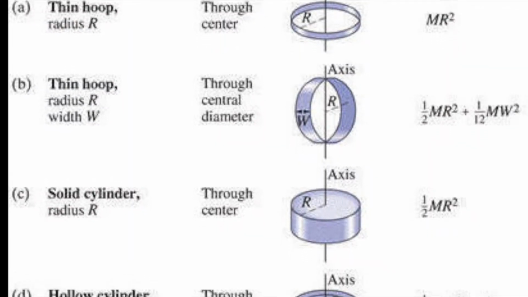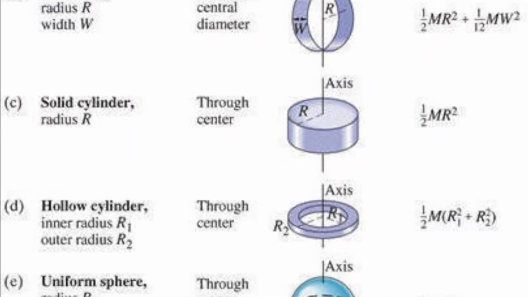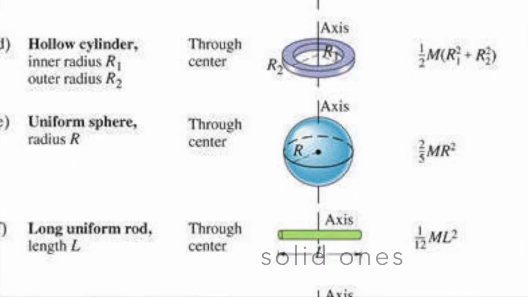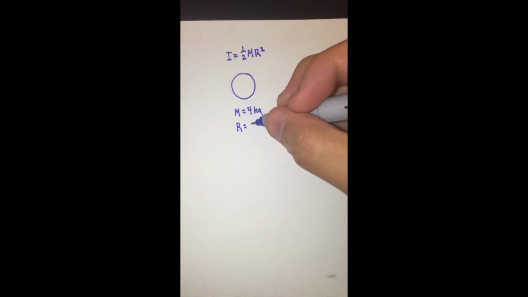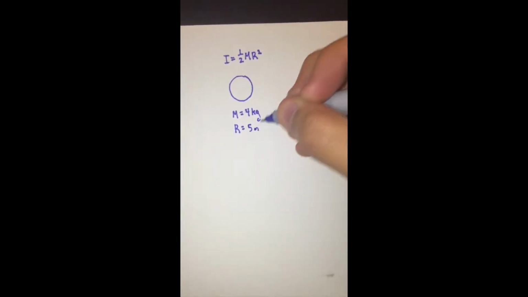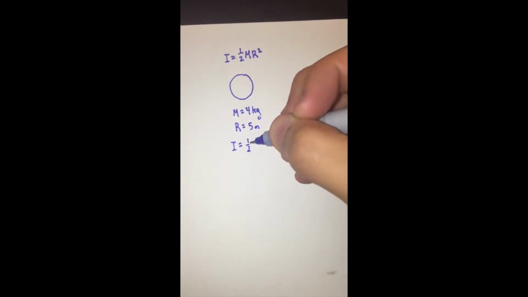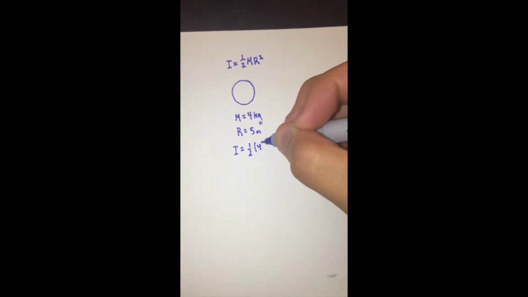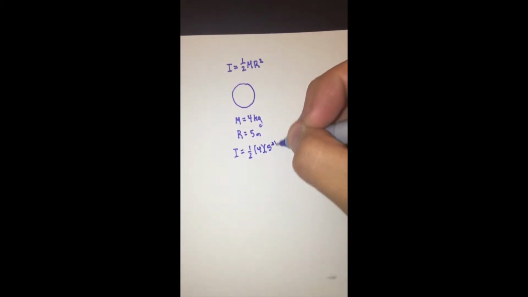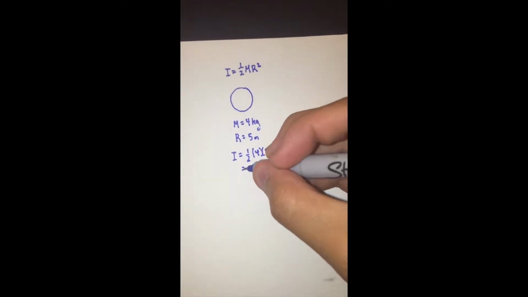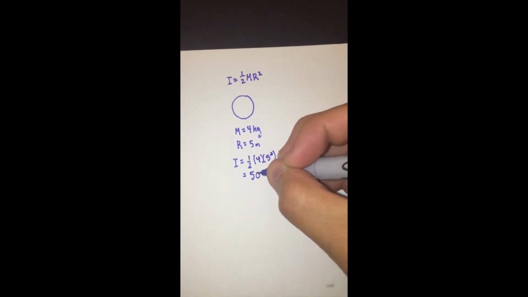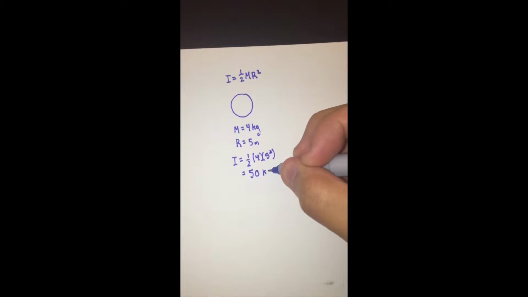Many objects have different ways for calculating their moment of inertia. However, today we'll be focusing mainly on cylinders. So, suppose we have a cylinder with a mass of 4 kilograms and a radius of 5 meters. Its moment of inertia is equal to 1/2 mr squared, therefore it would be 1/2 times 4 times 5 squared, which is equal to 50 kilograms times meters squared.